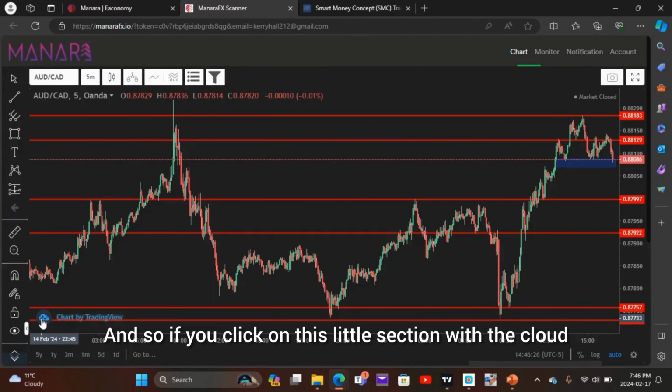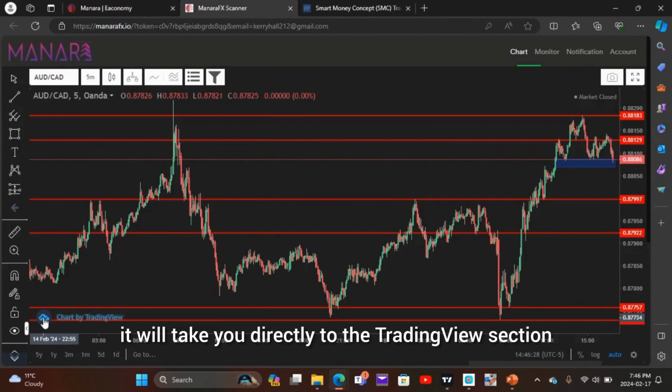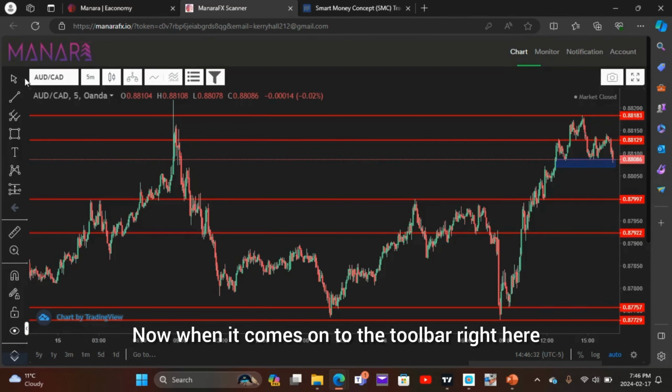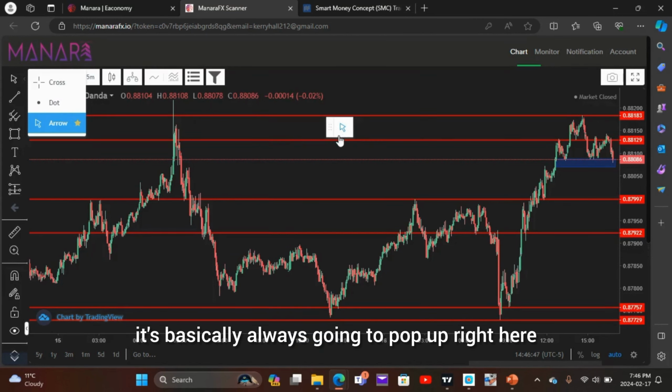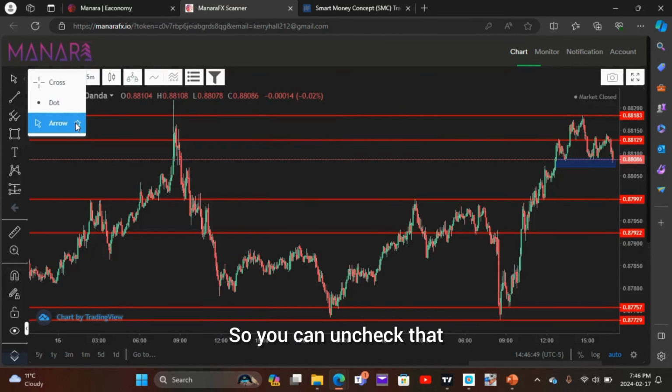If you click on this little section with the cloud, it will take you directly to the TradingView section. Now, when it comes to the toolbar right here, you'll recognize that if you click on the arrow here, you can use a dot as your cursor or a cross. Now, if you add it to your favorites, it's basically always going to pop up right here. So you can uncheck that.